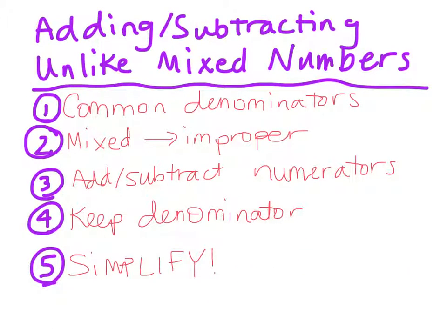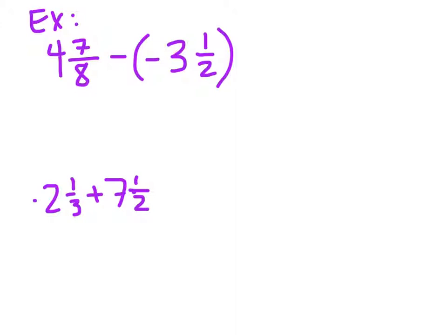All right, when I add or subtract unlike mixed numbers, I have just one extra step that I need to do in here. I get my common denominators like before, but now it's really important that I change those mixed numbers to improper. These two steps, number 1 and number 2, you can actually do in either order. It doesn't matter. You add or subtract your numerators, keep your denominator, and simplify. Okay, so let's look at an example.